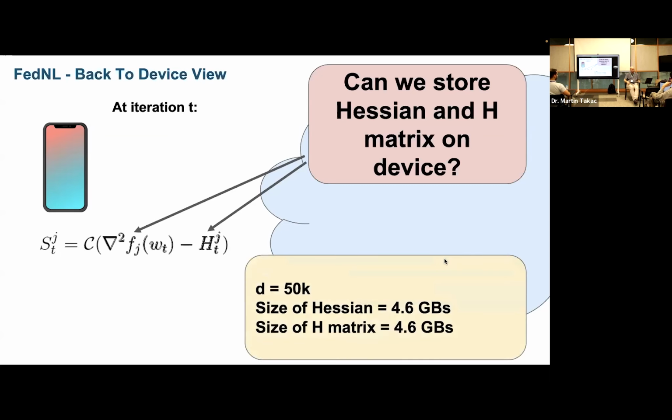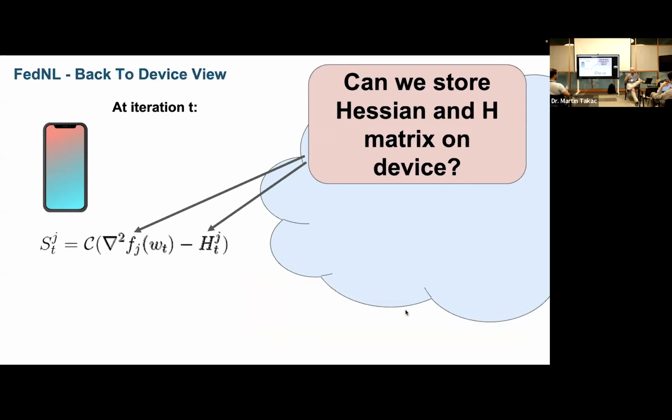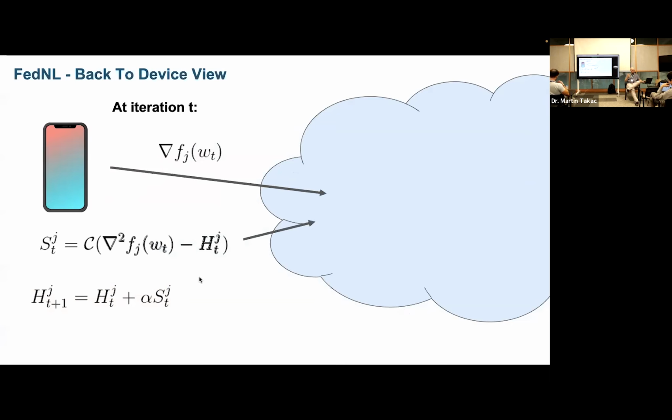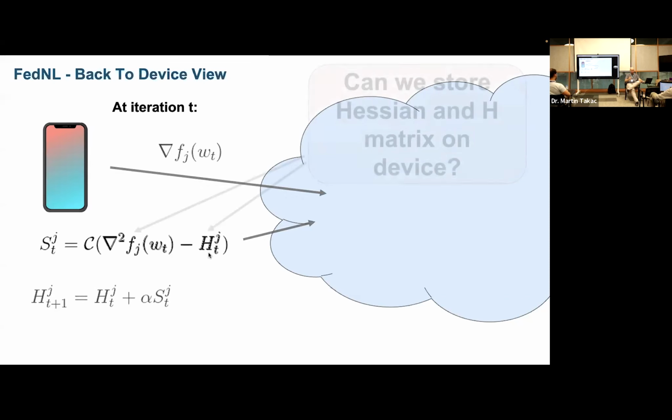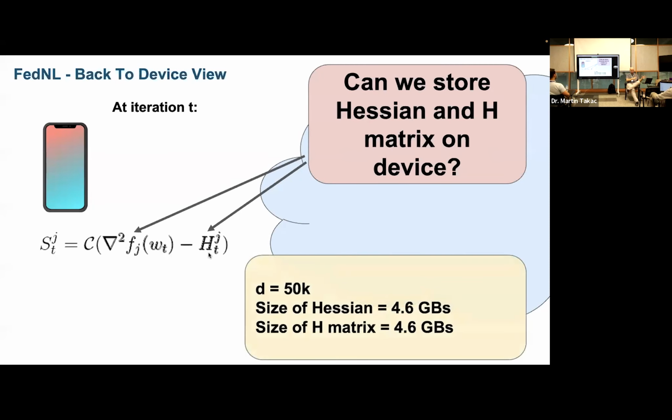Now think about having some simple model, only 50,000 parameters, which is nothing, right? 50,000 weight parameters is nothing. The Hessian is already 4.6 gigabytes. Remember, I need to compute the Hessian, and also compute and store this estimate of the Hessian. So clearly, I cannot run this method on small devices. I can't.